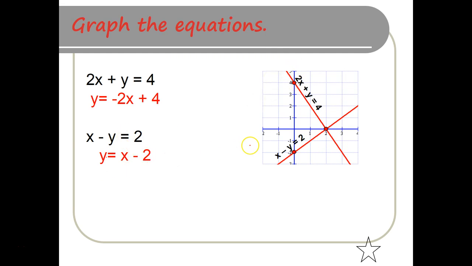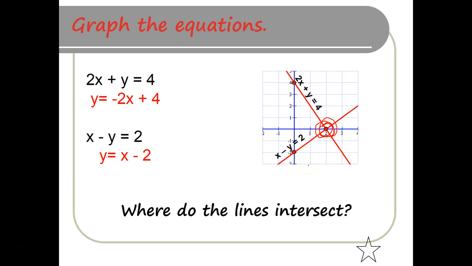And for the second one, my y-intercept was -2. Slope is 1 over 1. Right here is where my two lines touch. So this is my first type of solution for the systems of equations. Now they touched at the ordered pair 2, because on my x-axis I went to the right 2. I didn't go up or down at all, so my y value is 0.